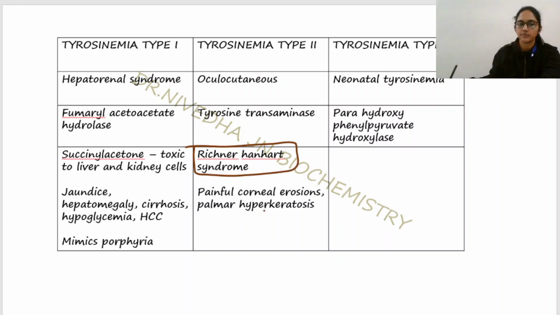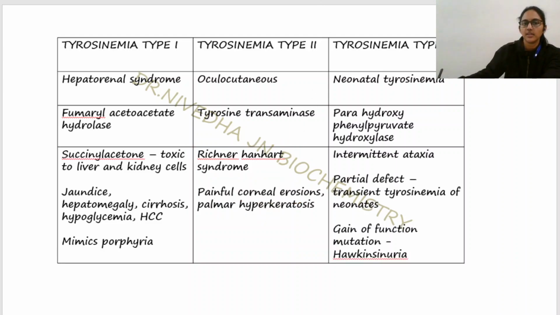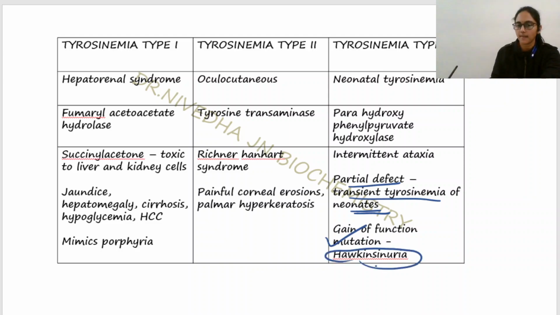What are the features of type 2? It's painful corneal erosions. It's ocular manifestation. Cutaneous manifestation will be palmar hyperkeratosis. And type 3, if you take, partial defect will lead to transient tyrosinemia of neonates. Gain of function mutation will lead to Hawkinsinuria. The clinical feature can be intermittent ataxia. Right, so these are the three types of tyrosinemia.